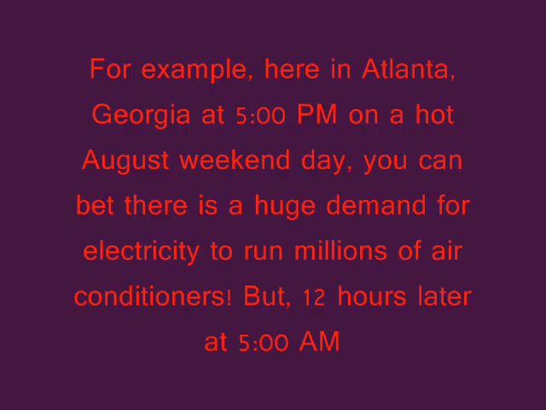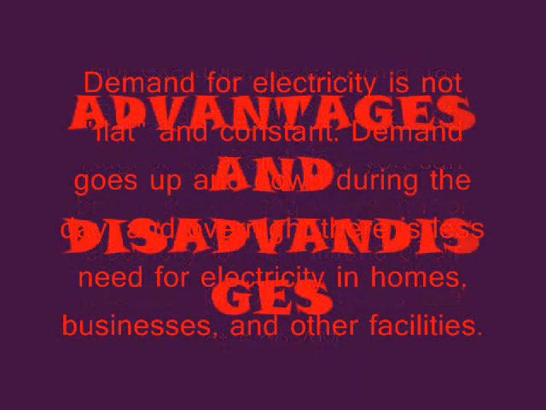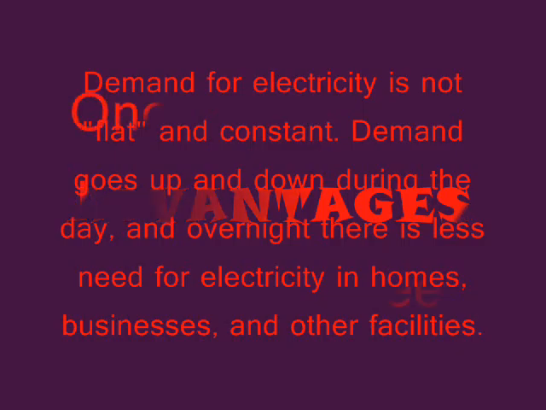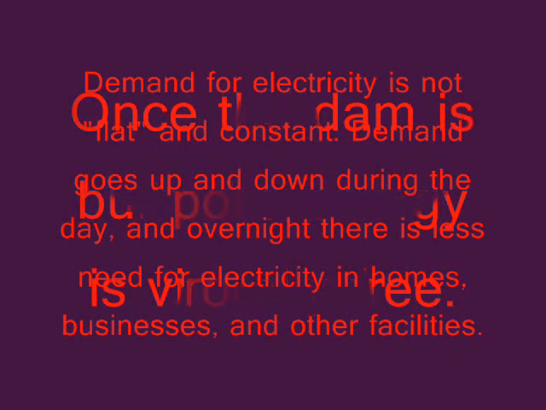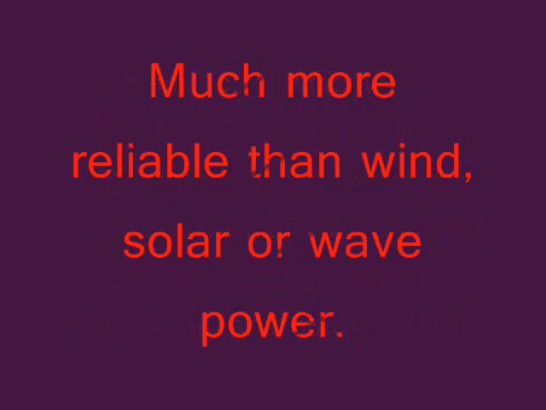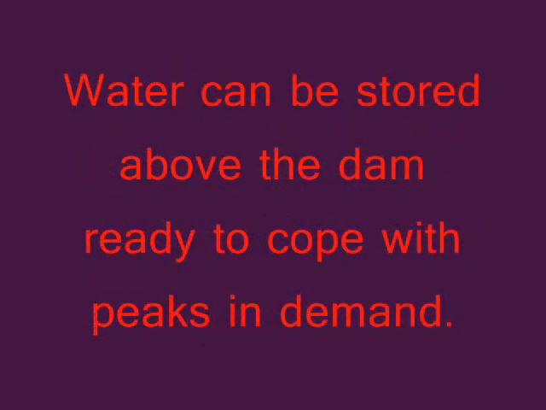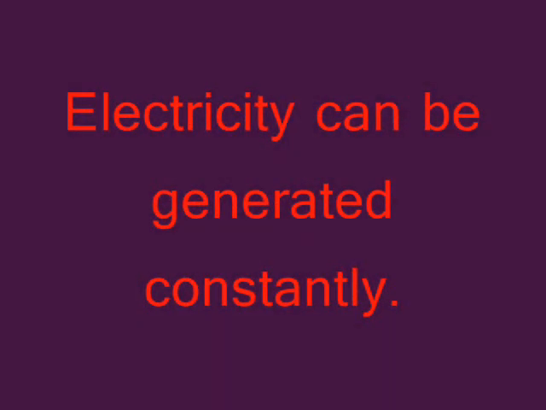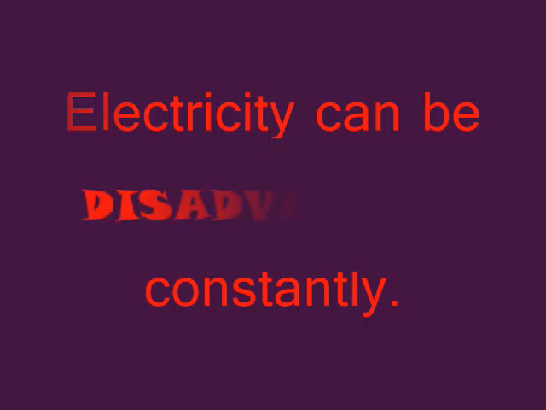Pump storage, reusing water for peak electricity demand. Demand for electricity is not flat and constant. Demand goes up and down during the day, and overnight there is less need for electricity in homes, businesses, and other facilities. For example, here in Atlanta, Georgia at 5 p.m. on a hot August day, you can bet there is a huge demand for electricity to run millions of air conditioners, but 12 hours later at 5 a.m.